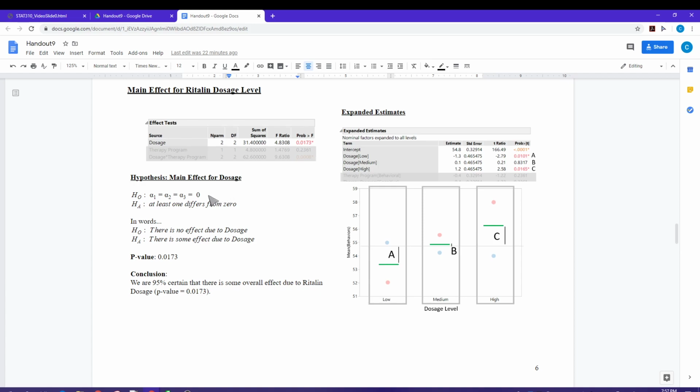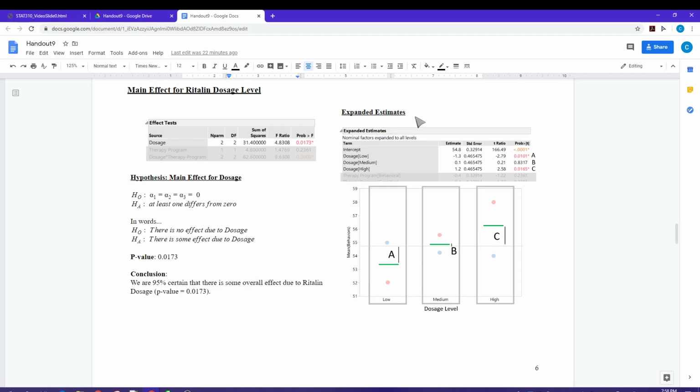So that's how we usually write that out with the parameters from the model. In words, we are just saying there is no effect due to dosage. So if they're all 0 again, there's no effect. And if at least one differs from 0, then there must be some effect. This p-value right here is less than 0.05. Therefore, we are 95% certain that there is some effect due to Ritalin.